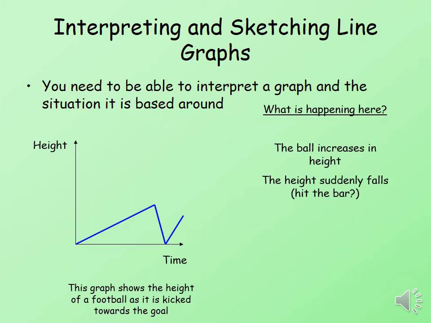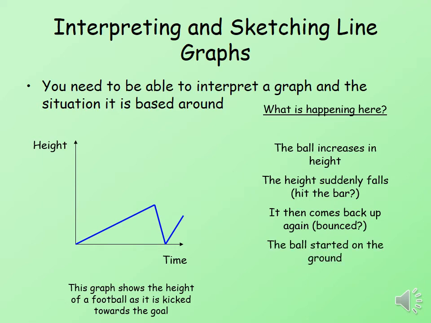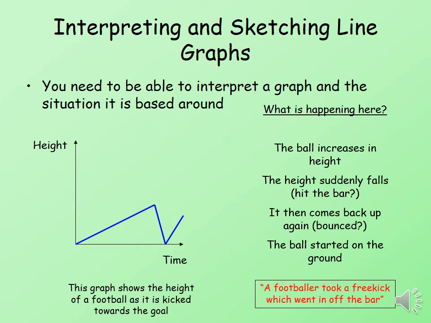So why would it fall? The answer is it's obviously hit something, and what could it hit? It's obviously the bar. So it's hit the underside of the bar, I think, or we think. It then comes back up again. It's bounced and gone on further. Sorry, this should have gone at the beginning: the ball started on the ground, and then it was kicked. So my final thought on this is that a footballer took a free kick which went in off the bar, which is what the answer is.